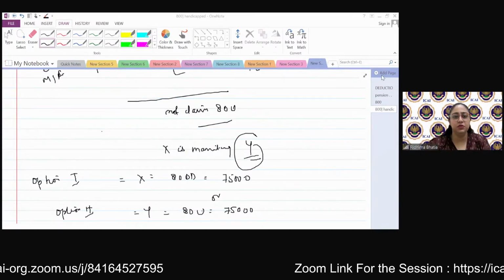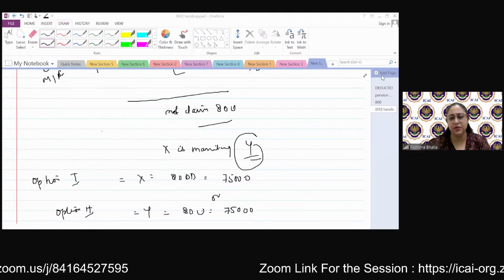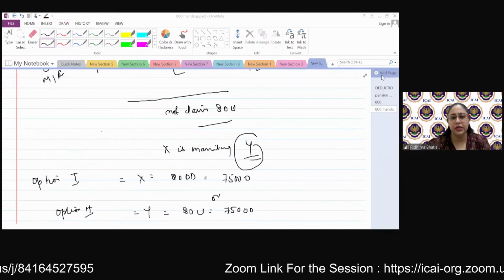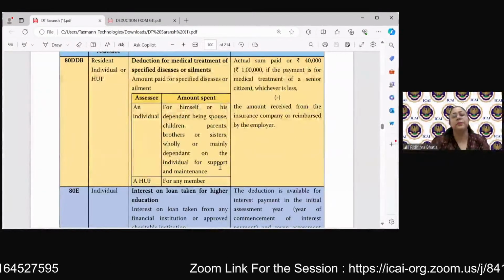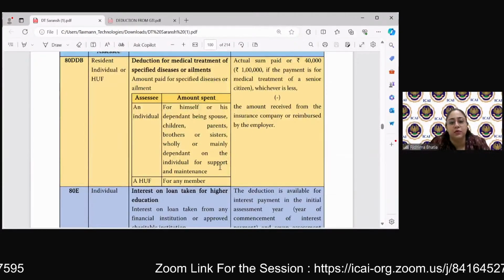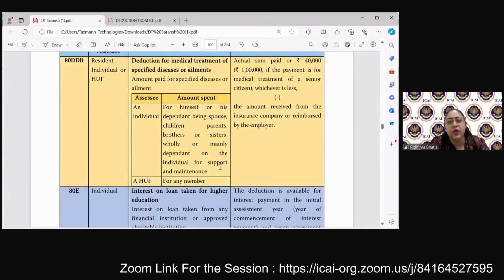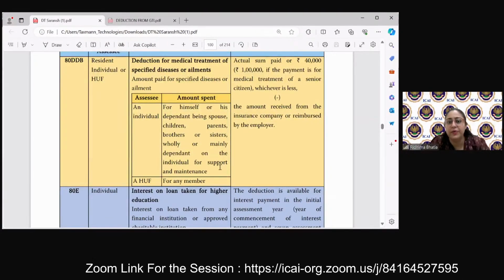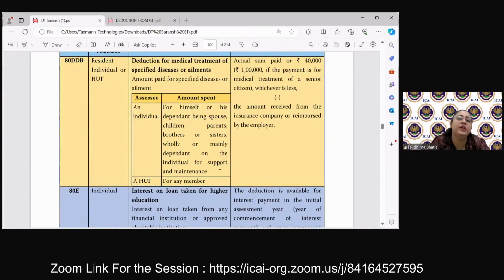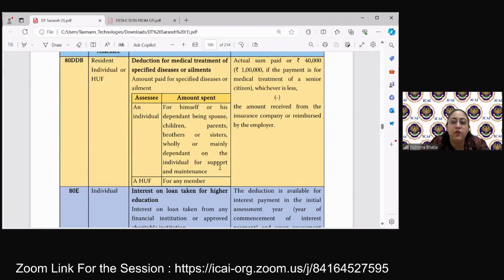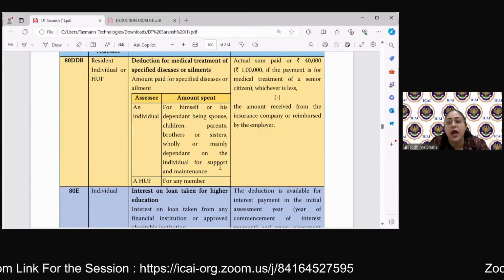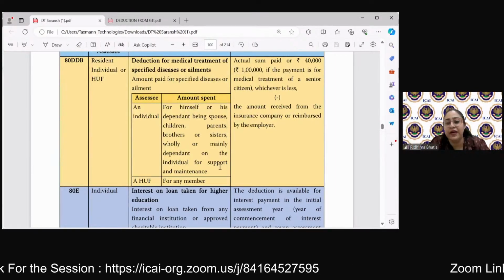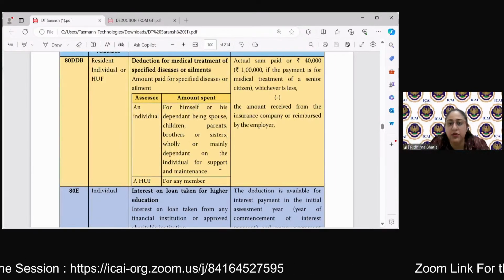Another section which I have seen very less comes in exam is 80DDB, which is for specified diseases or ailments. Now, here, if you go to the rules of 80DDB, you'll get the list of whatever diseases are covered here and whatever specified ailments or treatments are covered here.